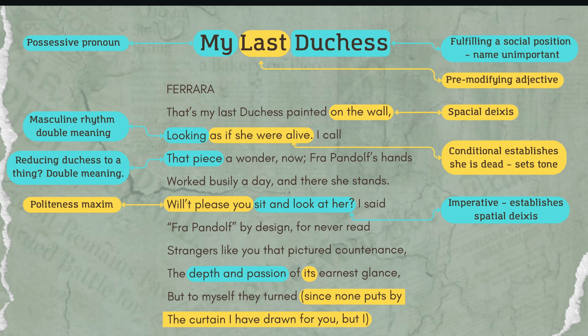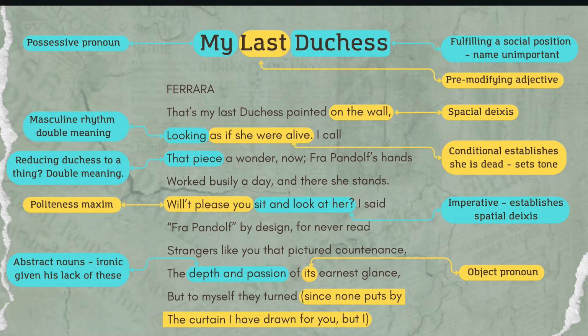Then we talk about Frau Pandolf, and they'd never read Strangers Like You, that pictured countenance, the depth and passion. We've got abstract nouns here, which are kind of ironic given that he seems to lack depth and passion. Then our use of the object pronoun its earnest glance. Again, this is not personal, is it? It's not giving it human characteristics, making it an object.